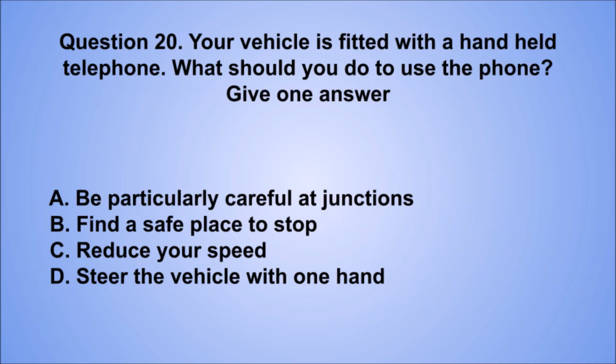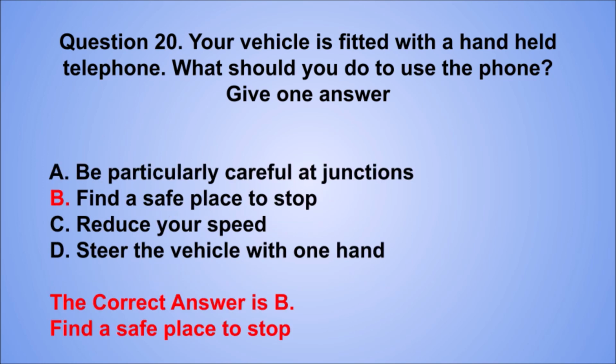Question 20. Your vehicle is fitted with a handheld telephone. What should you do to use the phone? Give one answer. A. Be particularly careful at junctions. B. Find a safe place to stop. C. Reduce your speed. D. Steer the vehicle with one hand. The correct answer is B. Find a safe place to stop.